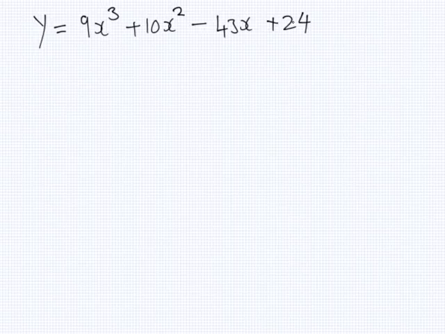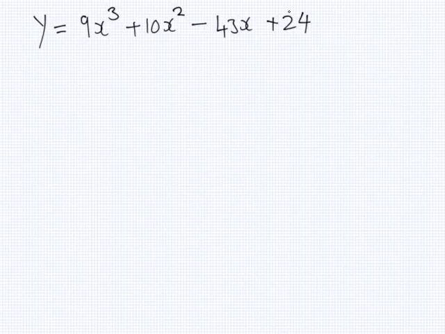So what do you do first? Find the y-intercept? That's not what you do first. You have to find a factor first. So how do you do that? You put in different numbers from -3 to 3 until you get 0.